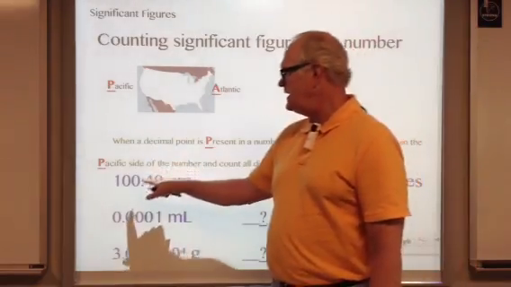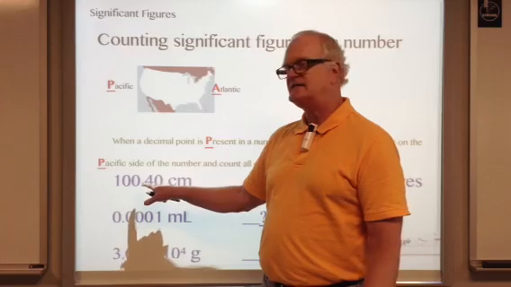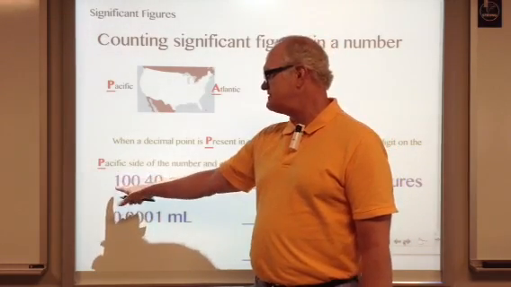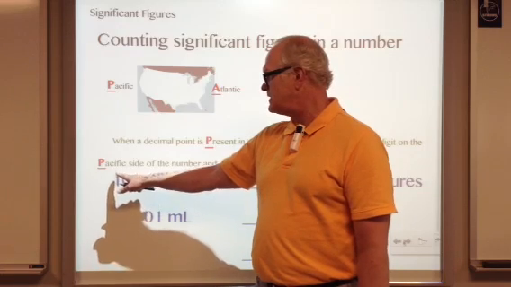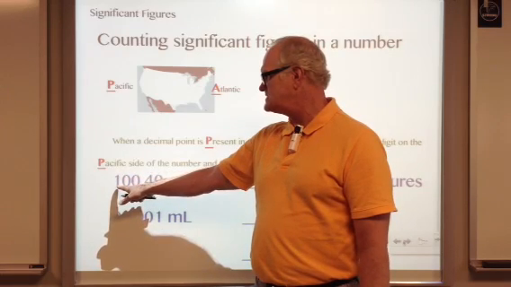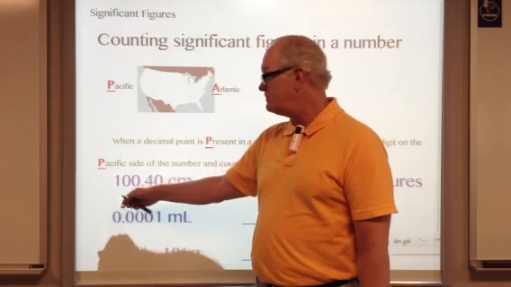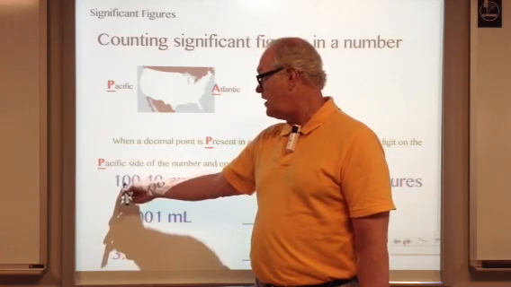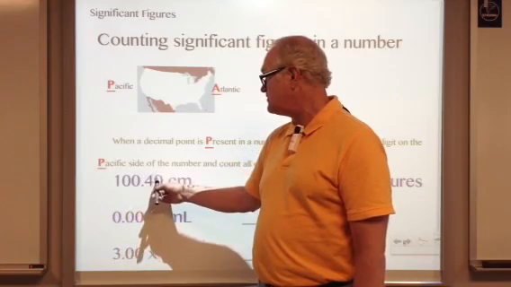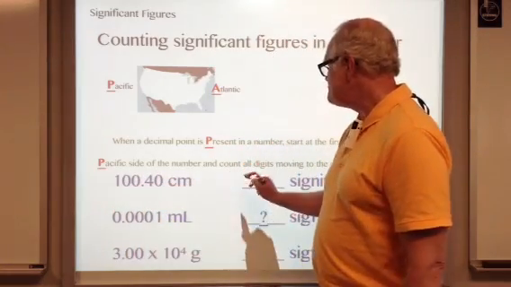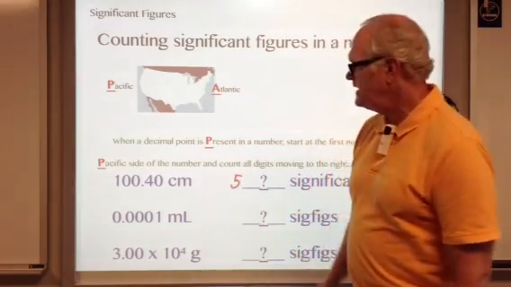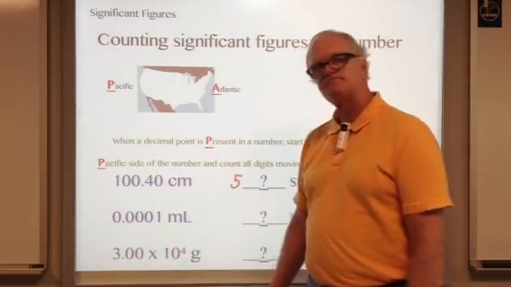Here's a number right here. It has a decimal point in it. That is to say, the decimal point is present. So we're going to go to the Pacific, or left side of this number, and look for the first non-zero digit. That's the 1. We're going to count that as a significant figure, and we're going to count all the other digits as we move to the right. So we can see that there are 5 significant digits, or significant figures, in this particular measurement.